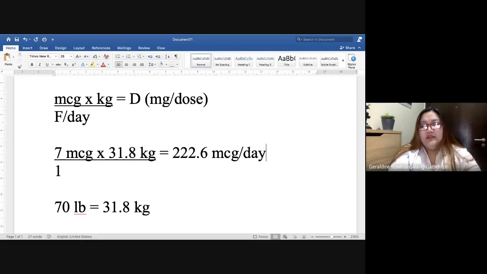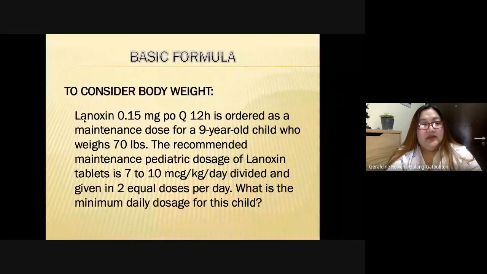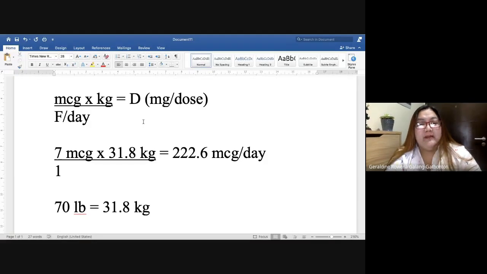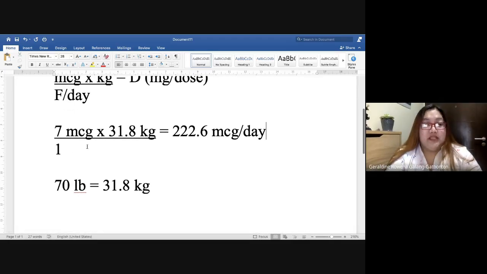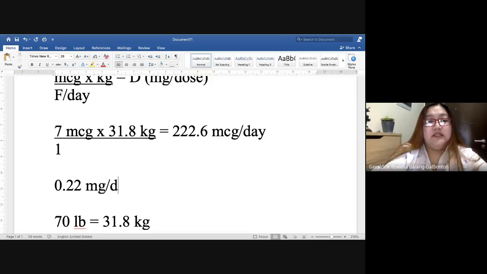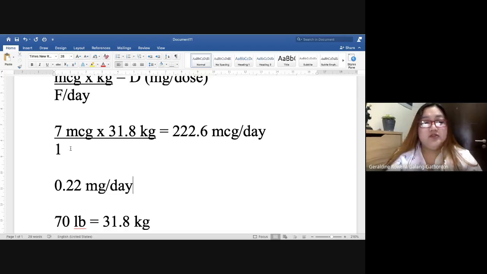Okay, now, ang hinahanap natin milligram. Diba? Kasi yung Lanoxin na given dito 0.15 milligrams naman. So, i-convert natin yung 222.6 microgram into milligram per day, which is 1,000 micrograms is 1 milligram. So, magiging 0.22 mg per day. Okay, so ito yung sagot.